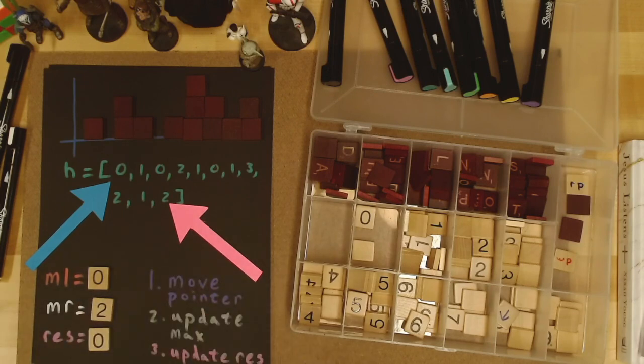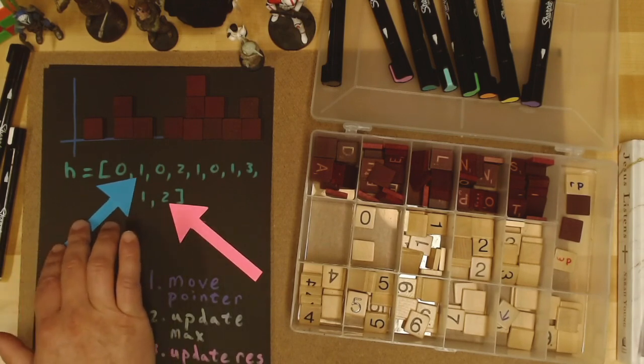So the first thing we're going to do is move our pointer. So which pointer are we going to move? It's kind of arbitrary. So what you can say is something like, okay, if the max left is less than the max right, let's go ahead and move the left pointer. Or you could say if the max left is less than or equal to the max right. It's not super important, but that's the way we're going to do it right now. So is the max left less than the max right? Cool. So we're going to move our left pointer.